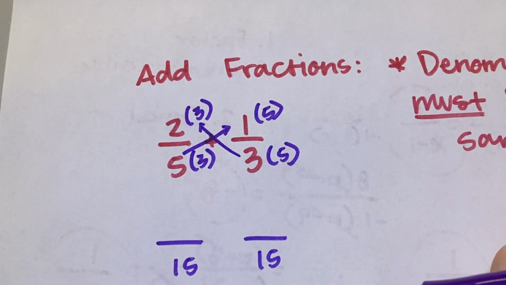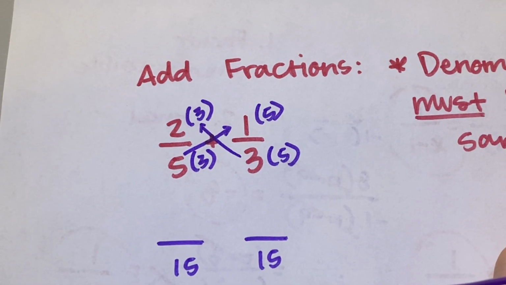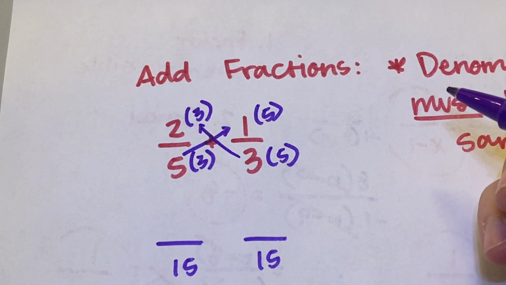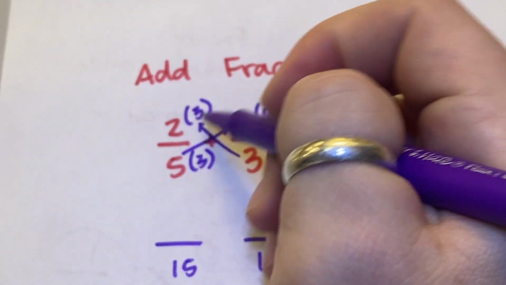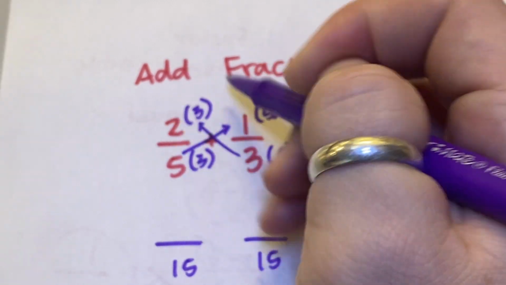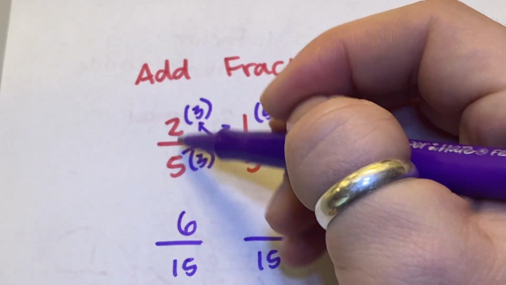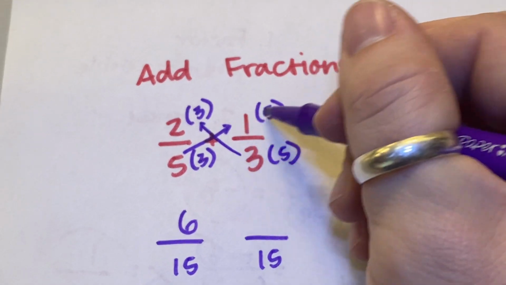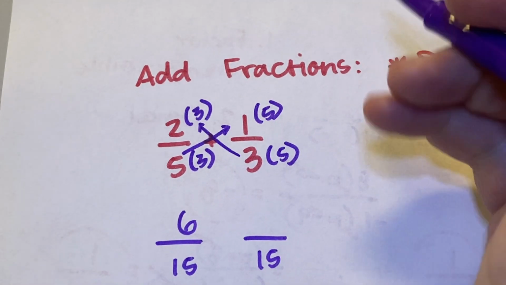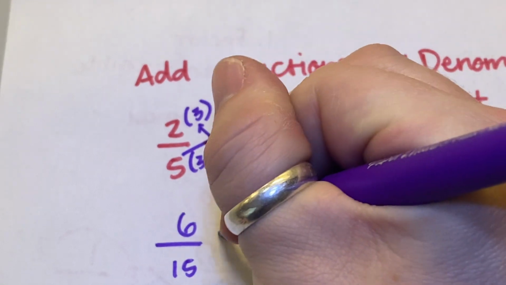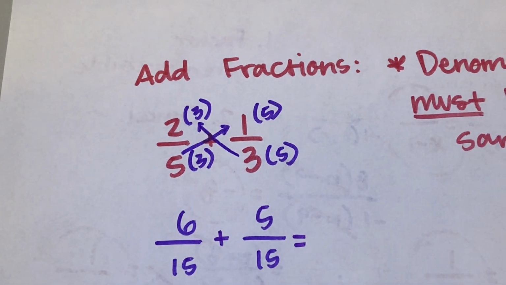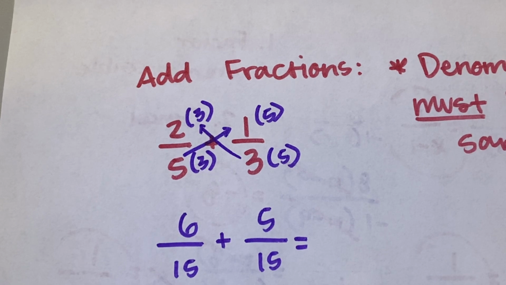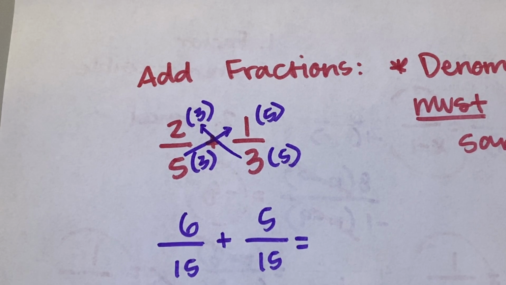They're both 15 on bottom now. They're the same. This one turned into 2 times 3, which is what? 6. That first fraction turned into 6 fifteenths. What is 1 times 5? The next one had to multiply by 5, which was 5. They now are the same denominator. 6 fifteenths plus 5 fifteenths. How many fifteenths do I have?